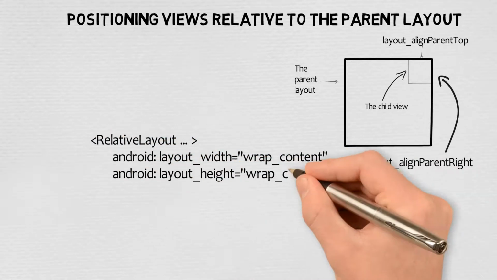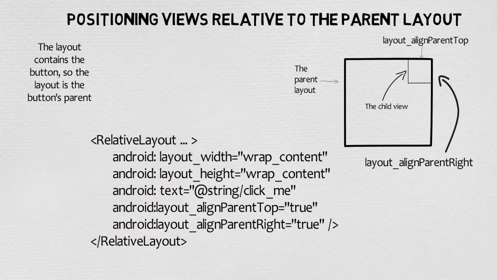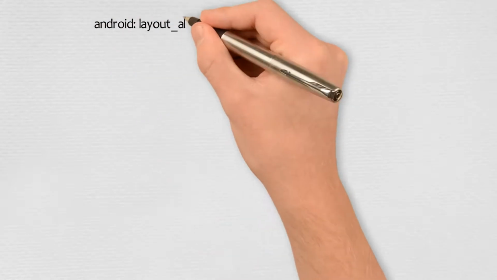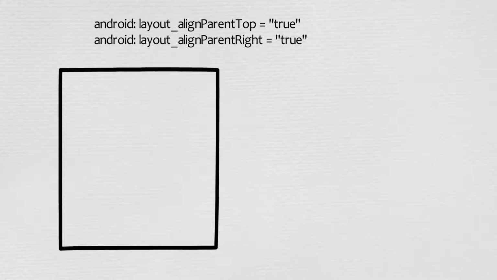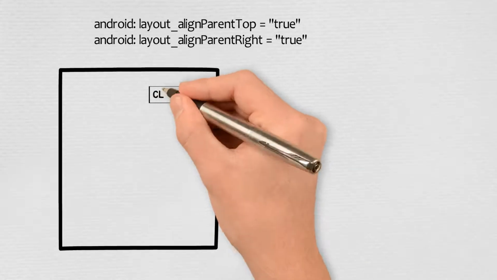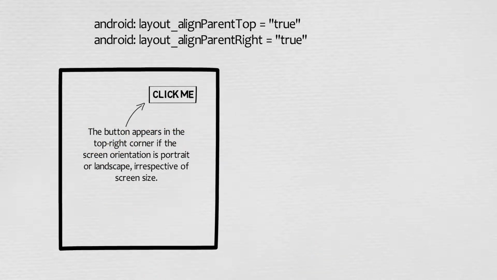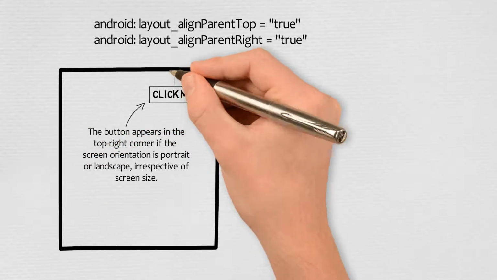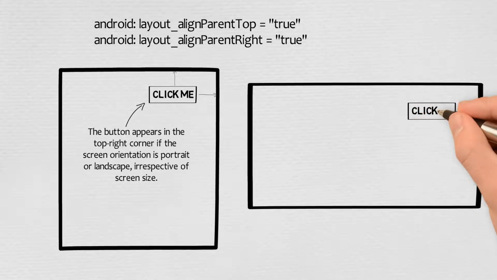As an example, here's how you would make sure a button always appears in the top right corner of the layout. The lines of code android:layout_alignParentTop equal to true and android:layout_alignParentRight equal to true mean that the top edge of the button is aligned to the top edge of the layout and the right edge of the button is aligned to the right edge of the layout. This will be the case no matter what the screen size or orientation of your device.